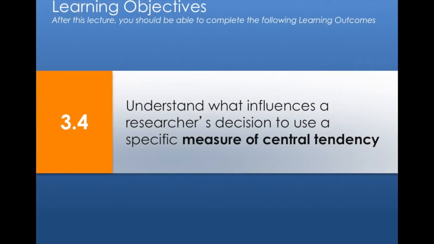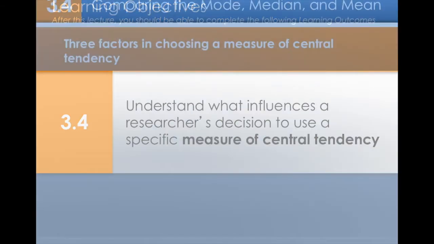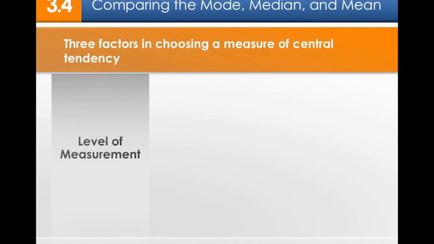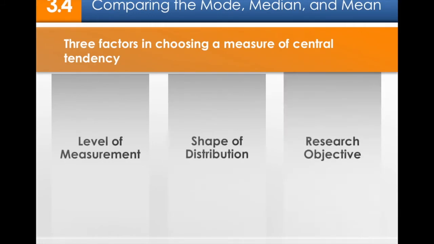So how do we decide what measure of central tendency to use? And you recall we've actually talked about this a little bit. We're going to look at mostly what level of measurement we have. So there are 3 things we want to look at: the level of measurement, the shape of the distribution, and what is actually our goal with our research.